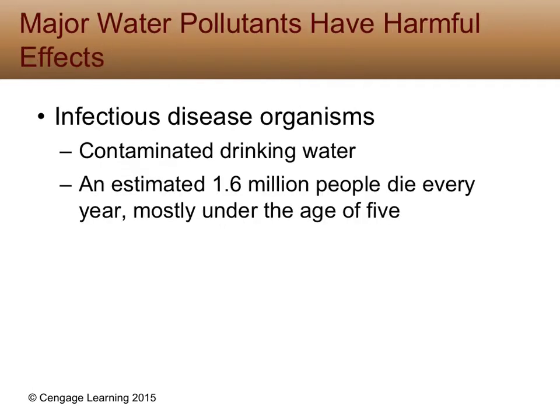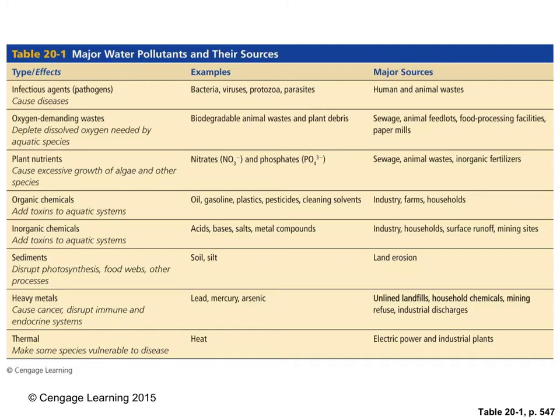We can get infectious diseases. We'll take a look at these in a little bit. Contaminated drinking water. Milwaukee is a prime example of that, because in the early 90s we got this magical little protist called Cryptosporidium that made it through our system and got lots of people sick, actually killed some people too, with compromised immune systems. Sadly, an estimated 1.6 million people every year die from contaminated water, mostly under the age of 5, which here is a chart that's very important.